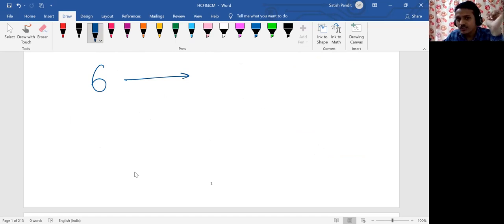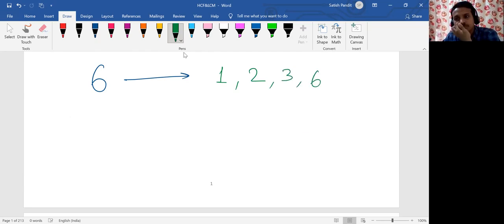remainder? So you'll see that the numbers are 1. 1 can divide 6 completely without leaving a remainder. Even 2 can divide 6 completely without leaving a remainder. Even 3 and 6. You will always find that 1 is a factor of every number.